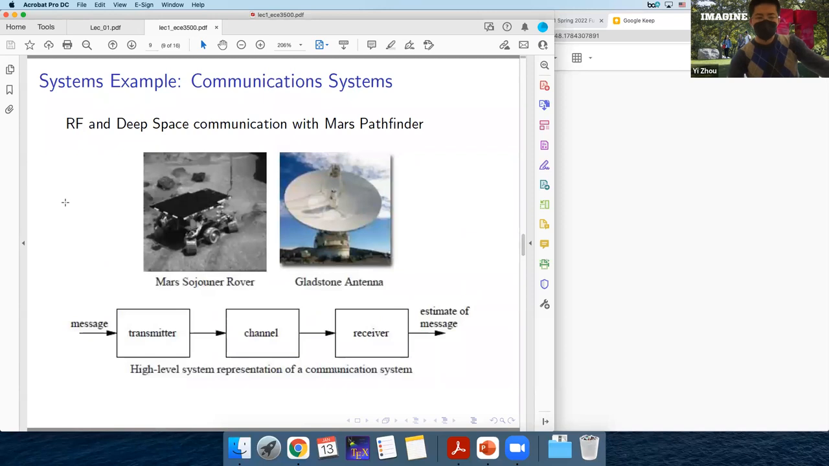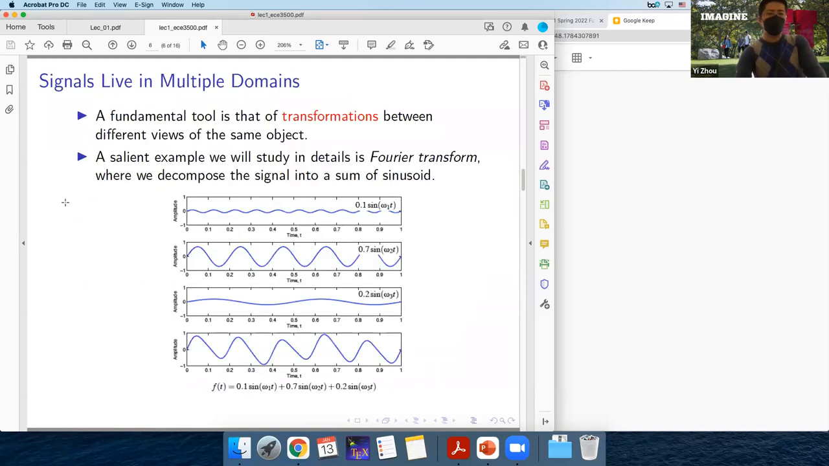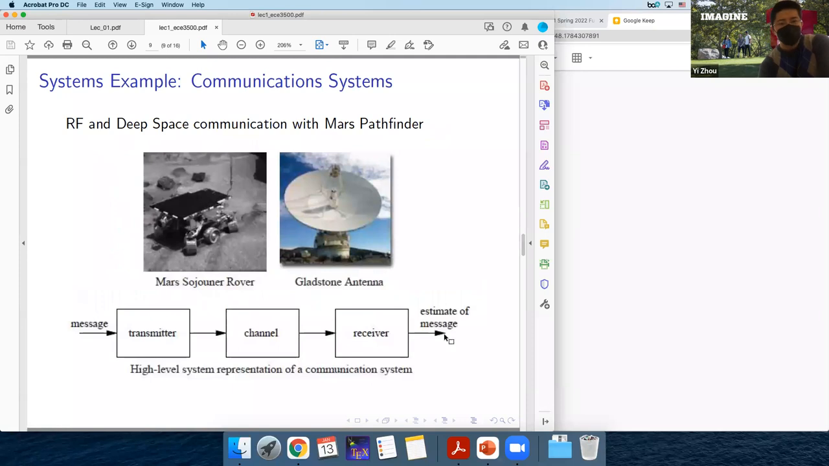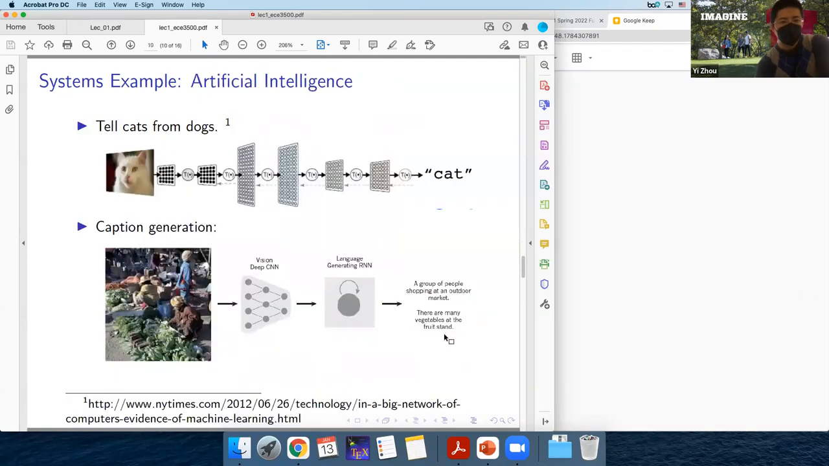So last time we gave a brief introduction to signals and systems. For the system part, the simplest system has an input and output. So the system can be regarded as a mapping that maps an input signal to a desired output signal. And we can combine different types of systems together. For example, here the output can be further fed into another system. And we have some examples for communication systems as well as artificial intelligence systems.